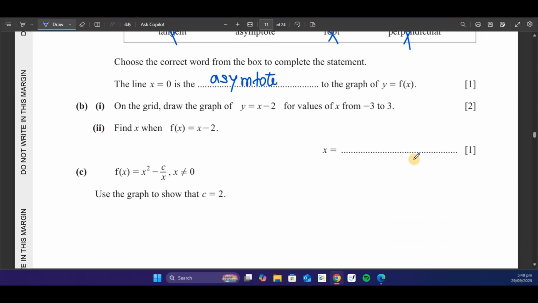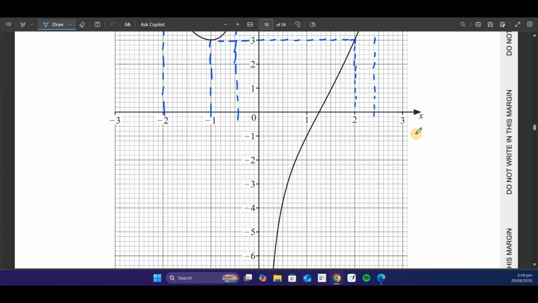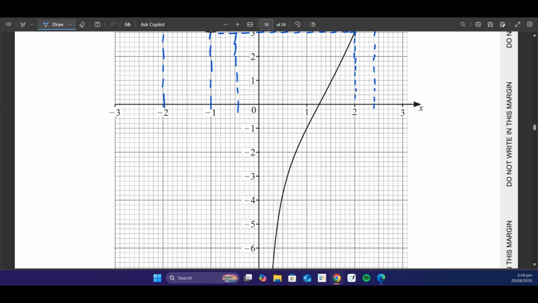Perfect. On the grid, draw the graph of y equals x minus 2 for values of x from minus 3 to 3. So our domain is minus 3 to 3. It would be a straight line from minus 3 to 3. So we would have 1 point over here, minus 3, minus 5, and 1 point over here. Alright? Make sense?